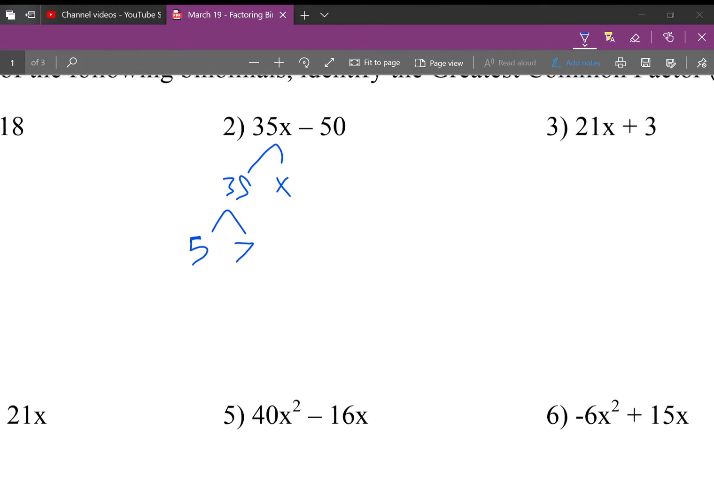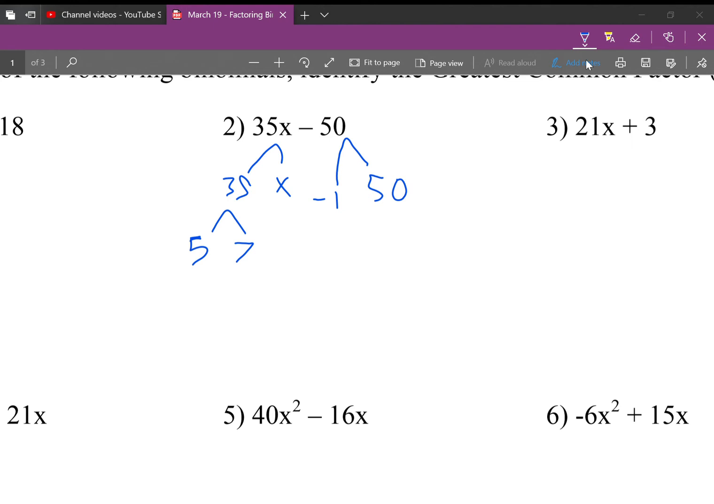Now, when you have a negative number, and I do treat this minus 50 like a negative 50, similar to what we do with separating the number from the variable, we're actually going to separate negative 1 from the 50 as our first step. I'm going to rewrite this as negative 1 and 50. And now negative 1, it's not a prime number in the sense that it's a negative number, and prime numbers are always positive, but we are going to leave it alone.